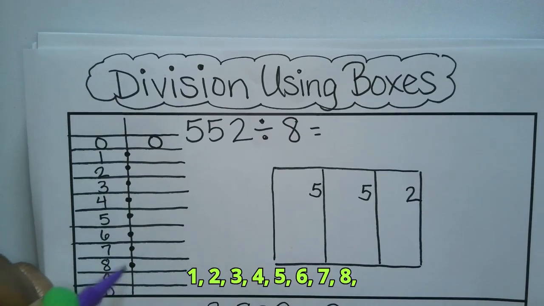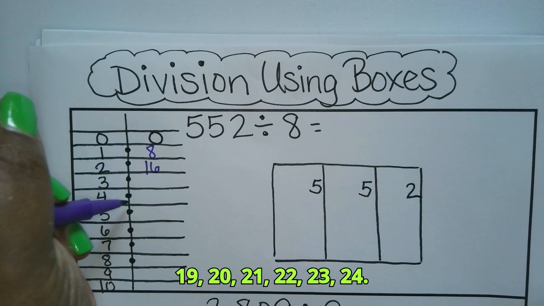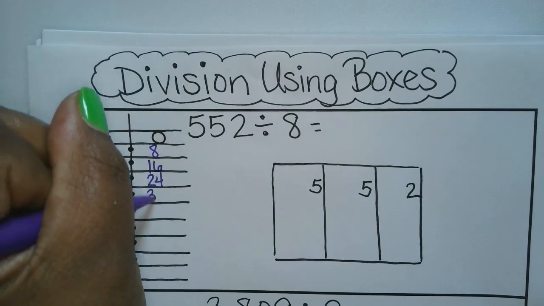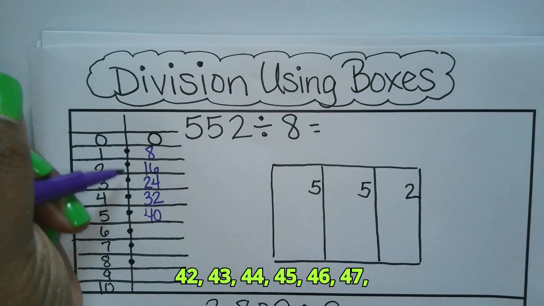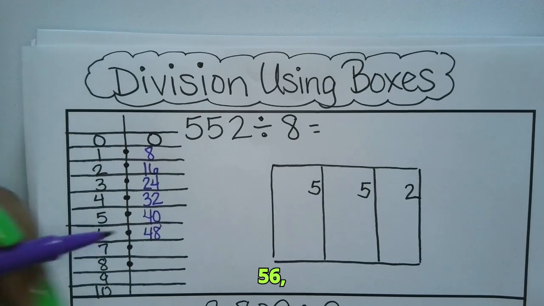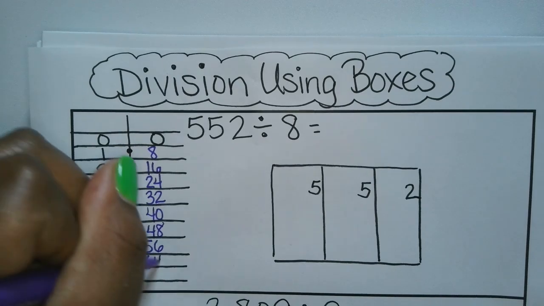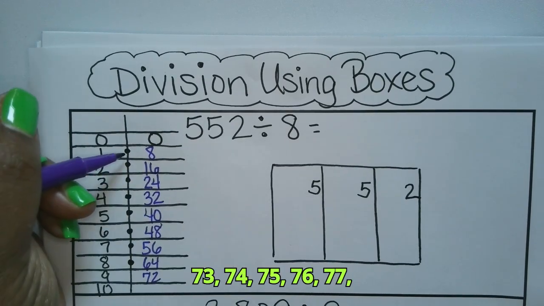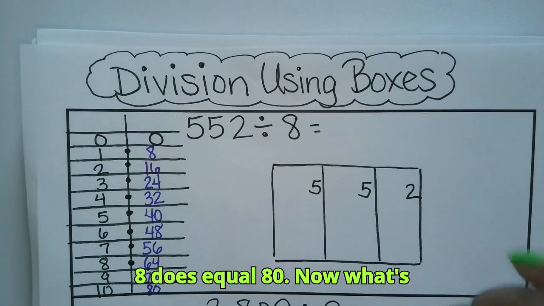Counting the dots by 8s: 8, 16, 24, 32, 40, 48, 56, 64, 72, 80. And I know this is true because 10 times 8 does equal 80.